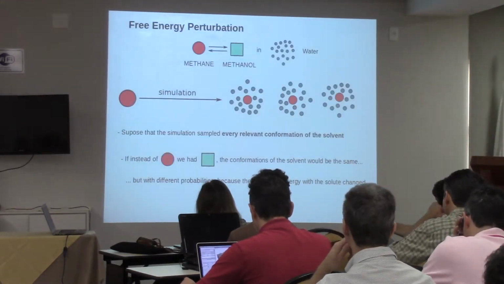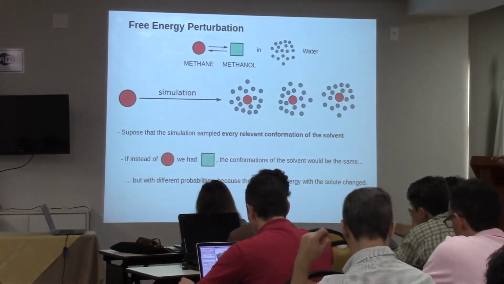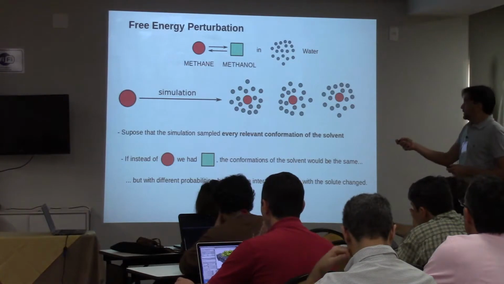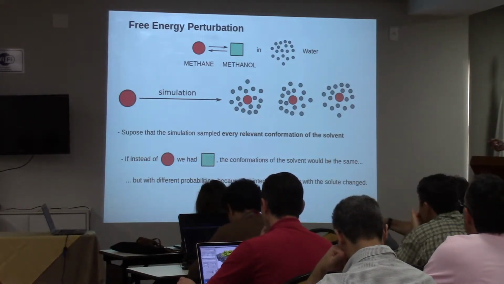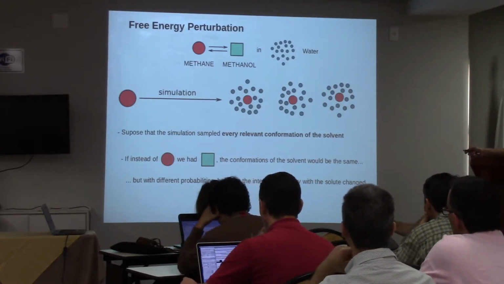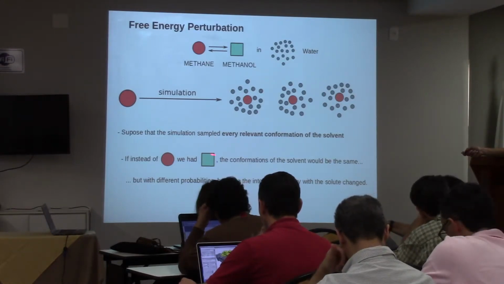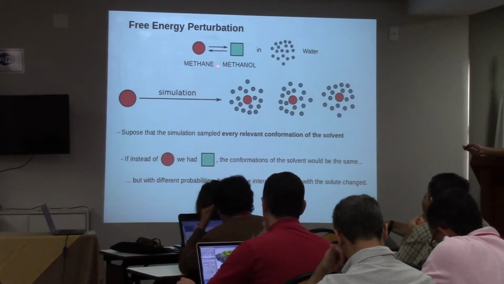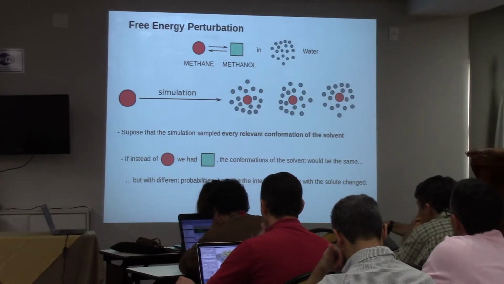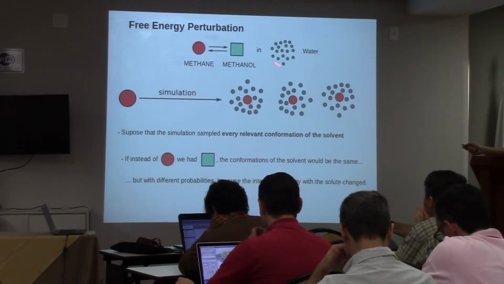So now the second general way of doing this kind of simulation, which we call the free energy perturbation method. Suppose that we want to do a transformation. The transformation may be anything, but here suppose it is something relatively simple, like methane being transformed into methanol. I will be using a notation where we transform a red ball into a green square in a simulation, and this transformation occurs in water.